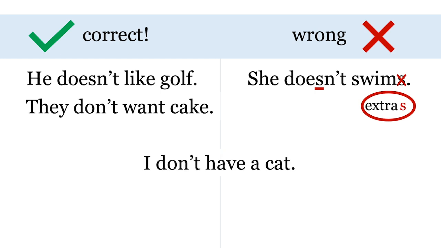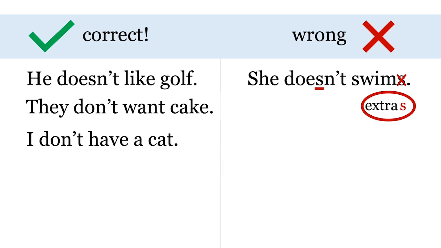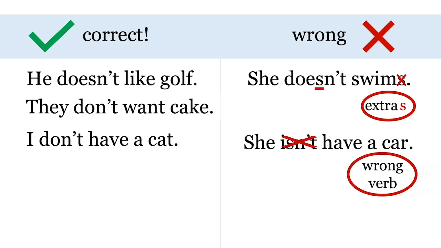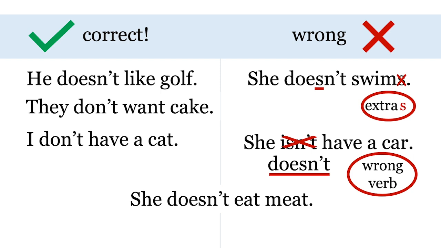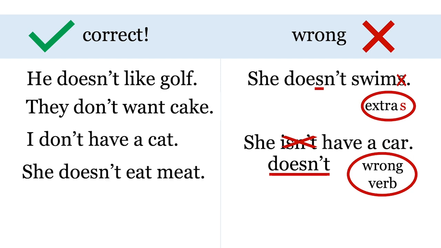I don't have a cat. That's correct. I don't have a cat. She isn't have a car. This is incorrect. This is the wrong verb. We need doesn't. She doesn't have a car. Isn't is the be verb, and we don't put it with the verb have. She doesn't have a car. She doesn't eat meat. Yes, that is correct.